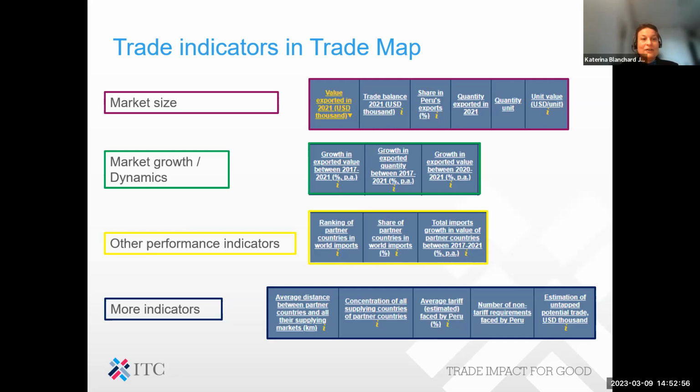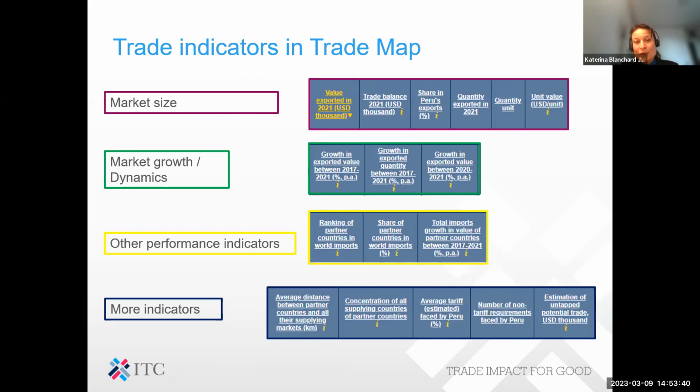Then we have the set of indicators related to the dynamics and market growth. We can see the growth indicator in exported values between 2017-2021 in percent per year. We will see the growth indicators for quantities, and we will also see the growth indicator for the exported value for the most recent period, 2020-2021. As I said, soon these indicators will be updated with the more recent data. We have other performance indicators, the rankings, and we have even more indicators.